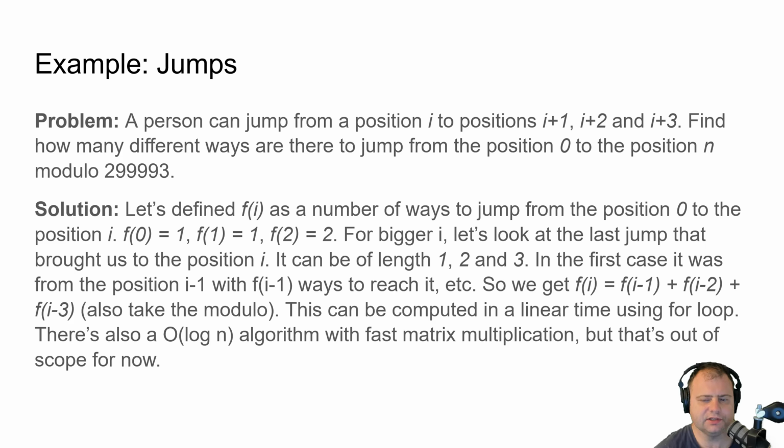For bigger i, let's look at the last jump that brought us to the position i. It can be of length 1, 2, or 3, and all of this leads to a unique jumping sequence. In the first case, it was from position i-1, so we get f_{i-1} ways to reach that, and so on. Overall, f_i is f_{i-1} plus f_{i-2} plus f_{i-3}. Also, don't forget to take modulo so you don't have to deal with large numbers. Note that we can compute this in linear time by using a for loop, but there is also a log n algorithm with fast matrix multiplication, but that's out of scope for now.